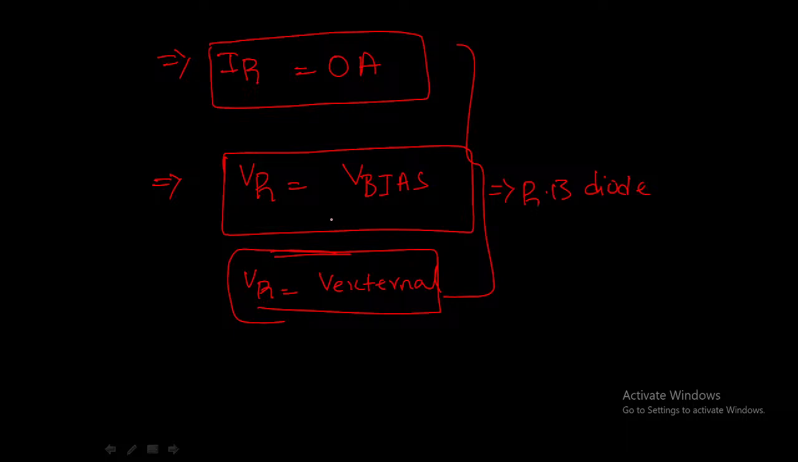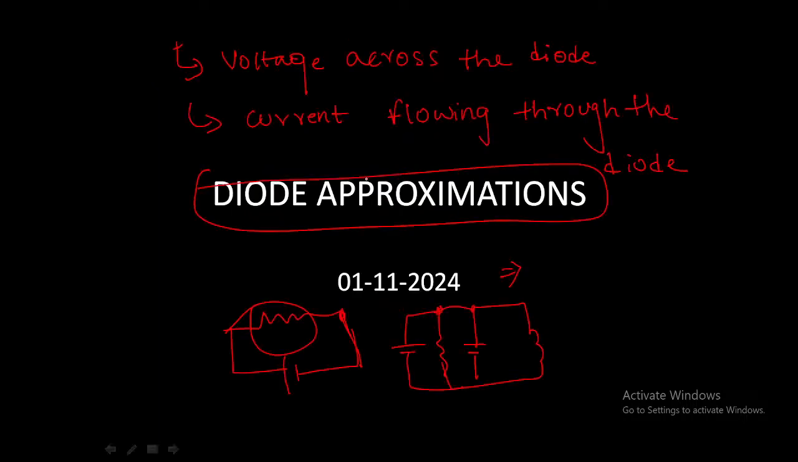So this is how we are going to find the current flowing through the diode and the voltage across the diode by approximating the diode, by taking the help of diode approximation models. I hope this is clear.